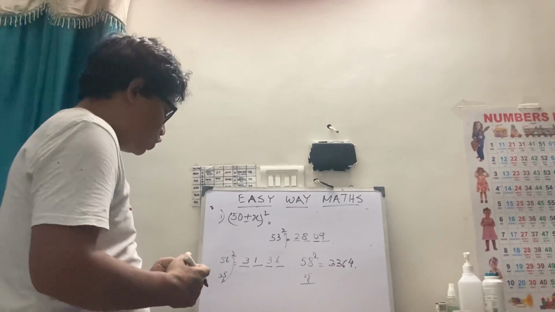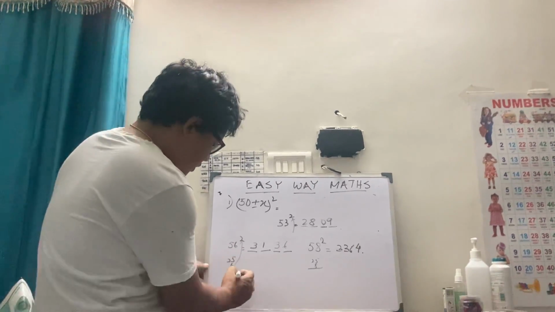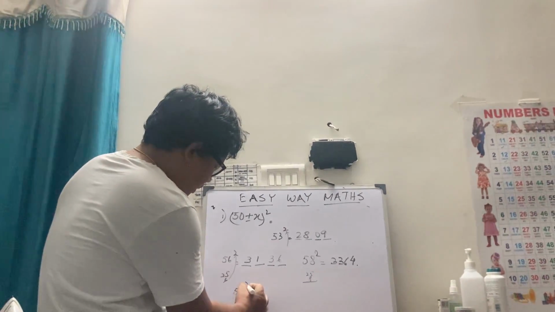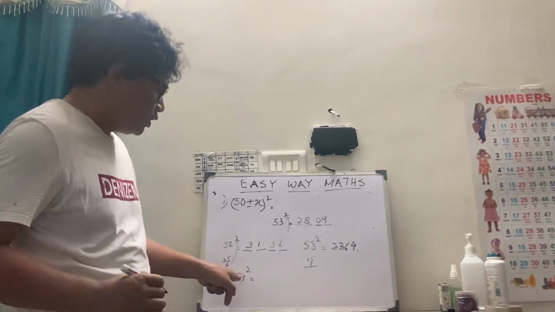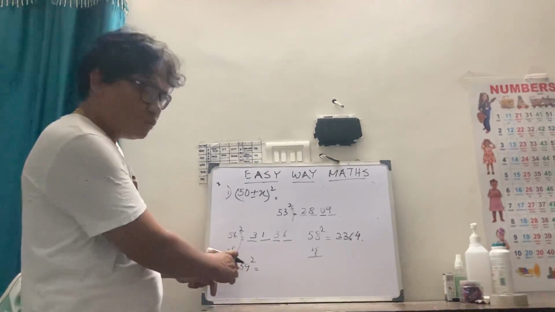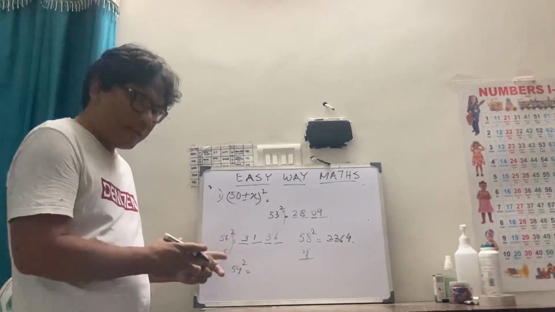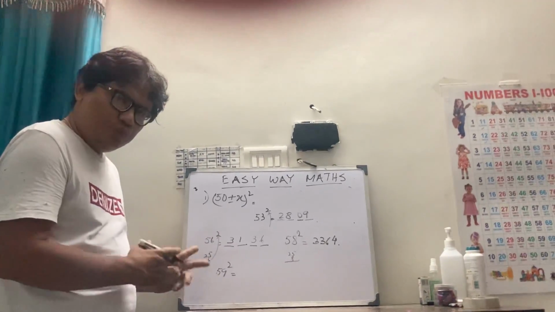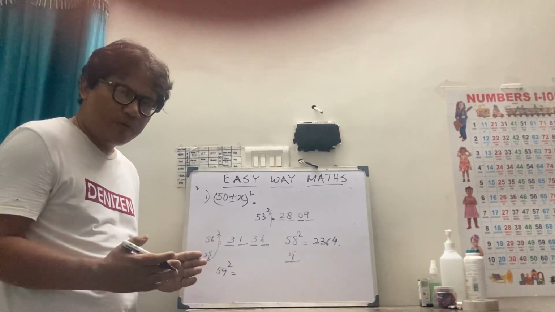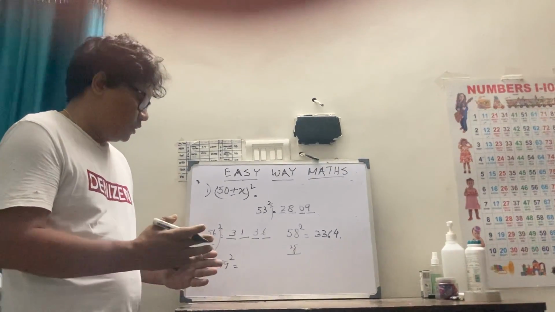Now, let's do another example, okay? Let's take the example of 59 square. 59 is more than 25, but no, 59 is more than 50 by 9, right? So what we'll do is, we will add 9 to 25. What is 9 plus 25? 9 plus 25 is 34, right?